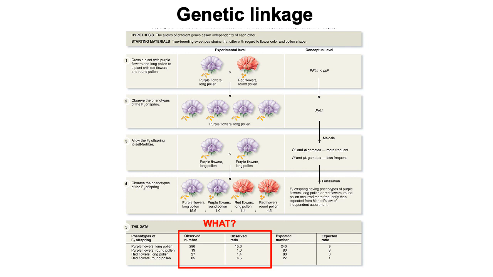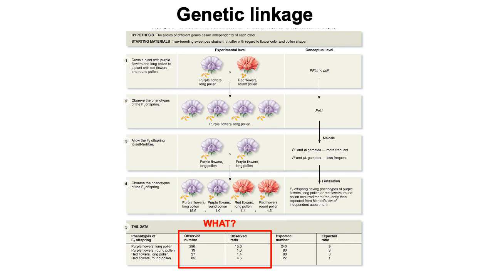And so what we would say here is, by looking at our observed and our expected, our data doesn't seem to support that hypothesis that these two genes, the one for flower color and the one for pollen length, are assorting independently, or that they're on different chromosomes. So this kind of result might support the hypothesis that these two genes are on the same chromosome, because we see something quite different than what we expected as far as numbers go.